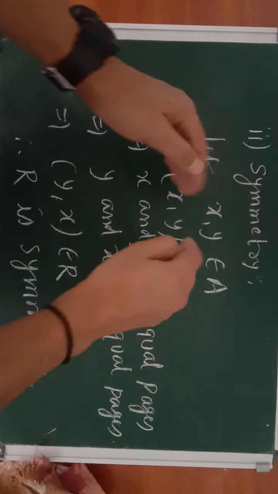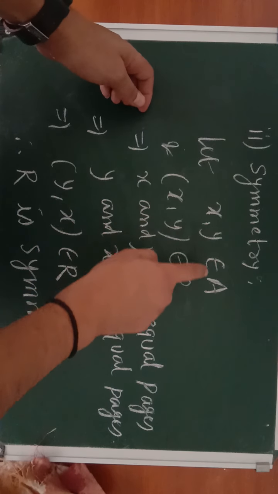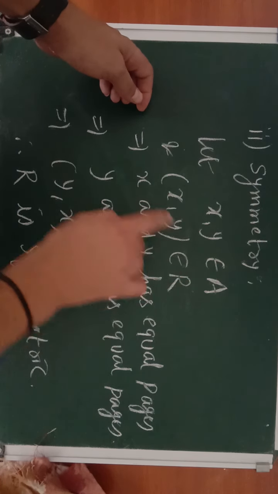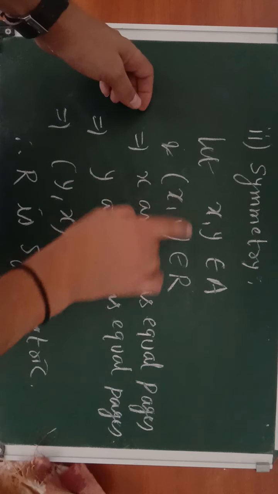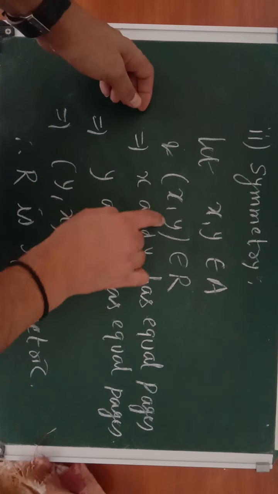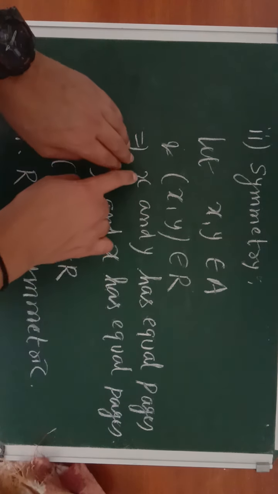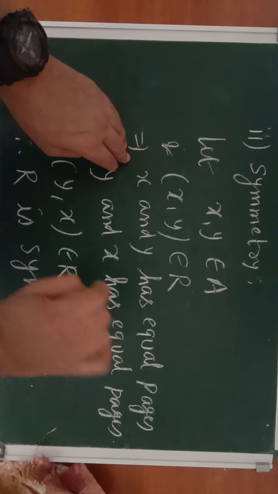Now see the symmetry. You take x and y, two elements from the set A, such that the pair belongs to R. When (x, y) belongs to R, you can say x and y have an equal number of pages.